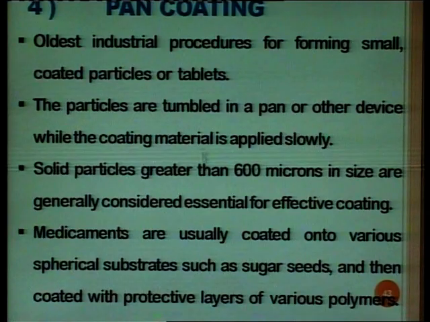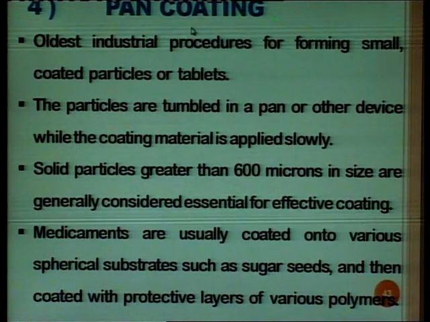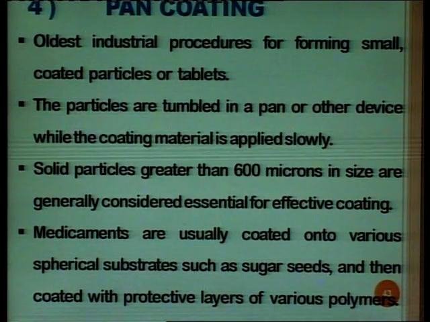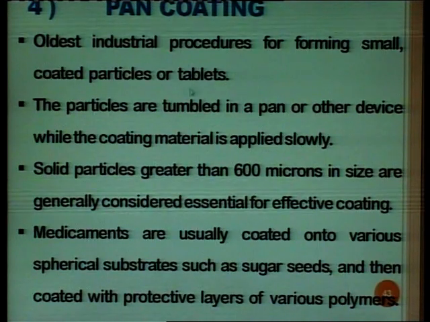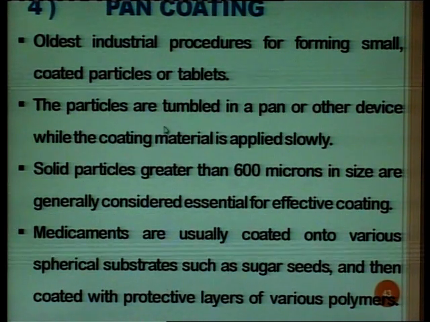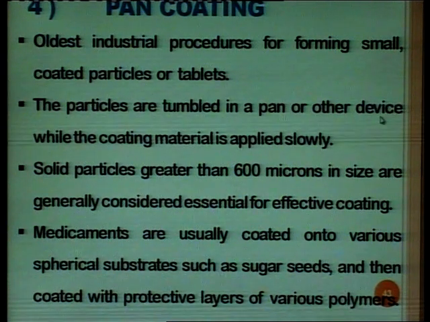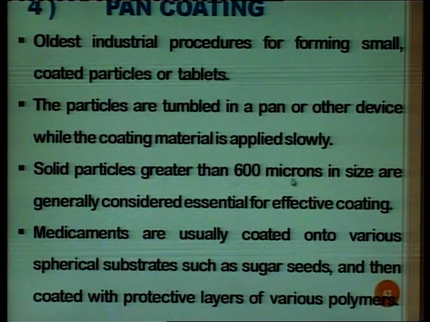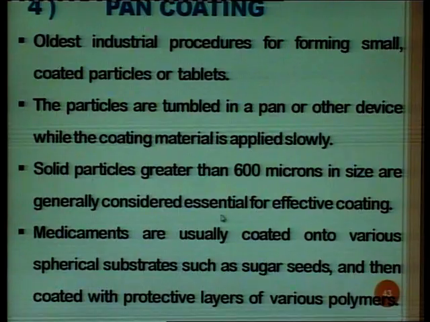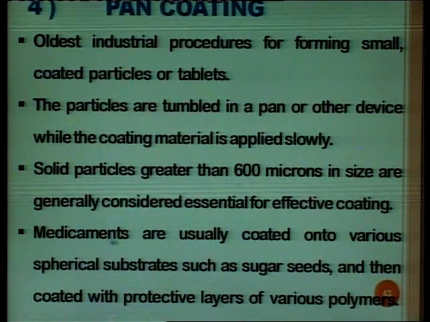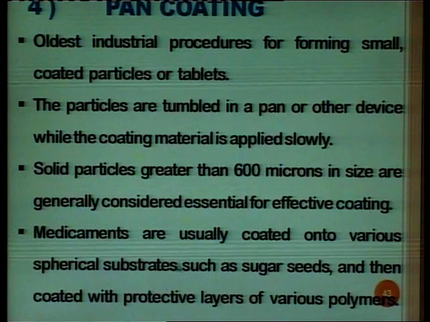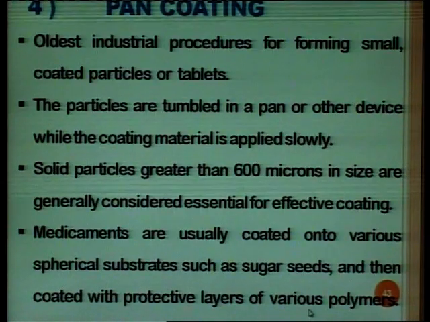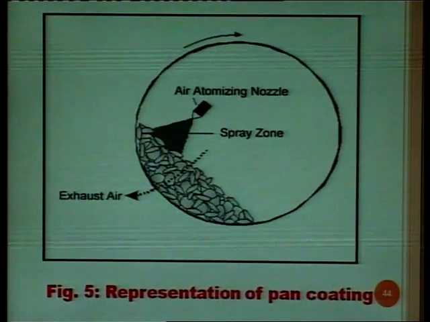The next technique is the pan coating method. This is the oldest industrial procedure for forming small coated particles or tablets. In this method, the particles are tumbled in a pan or other device while the coating material is applied slowly. Solid particles greater than 600 microns in size are generally considered essential for effective coating, and the medicaments are usually coated onto various spherical substrates such as sugar seeds and then coated with protective layers of various polymers. This figure shows the pan coating.